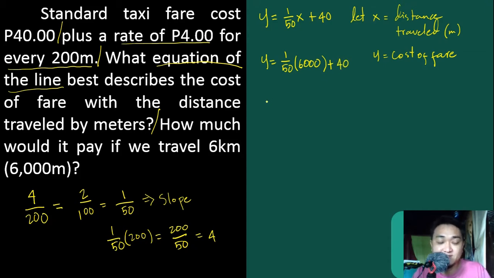Ganun lang po kadali. Yan ang kagandahan basta meron ka ng equation. Kasi pag may equation ka na, kahit ilang given of x pa yung ibigay sa iyo or given of y, immediately makukompute mo kung magkano or ilan. So that is also the same as y is equivalent to 6,000 over 50 plus 40. Cancel natin yung zeros, and then let us divide 600 divided by 5.